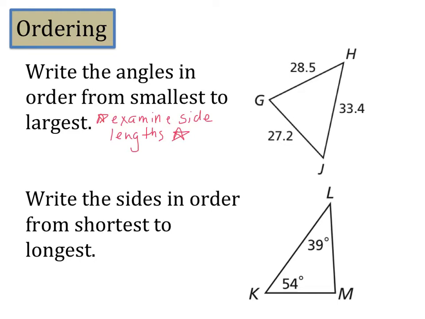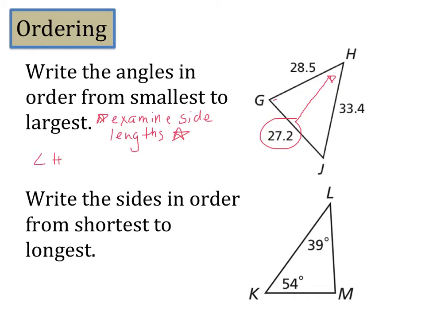So here we have side lengths GH, HJ, and GJ. Now the smallest here would be GJ, 27.2. So what I want to do is say, okay, which angle is opposite of that? It's angle H. So angle H has to be the smallest.